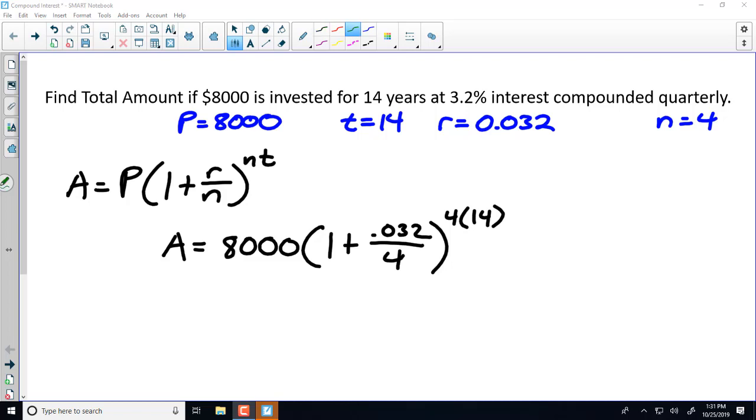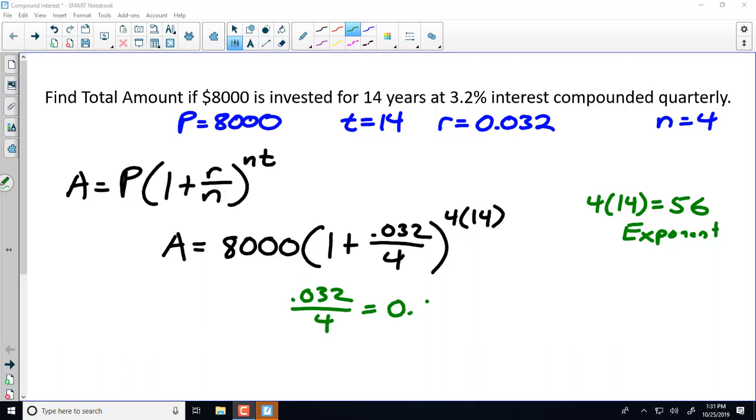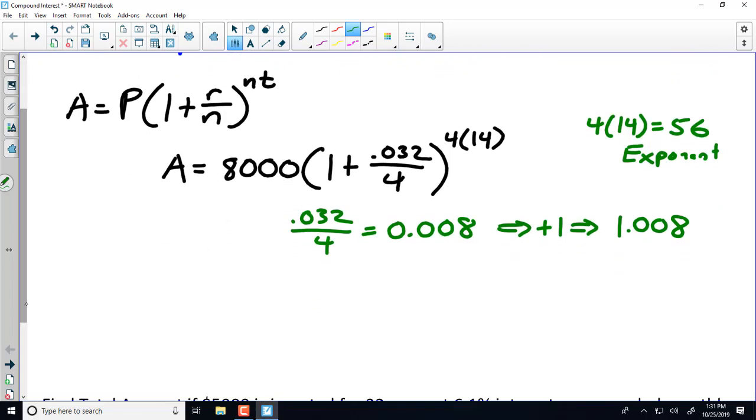You first determine that 4 times 14 is 56, so that's going to be your exponent right there. Then you work inside the parentheses doing the division first. So you do 0.032 divided by 4. And if you do that on your calculator, you should be looking at 0.008. And then you're going to add 1 to that. So we add 1, and you should have 1.008. Okay, then you take that to the 56th power. So you do 1.008 to the 56th power.